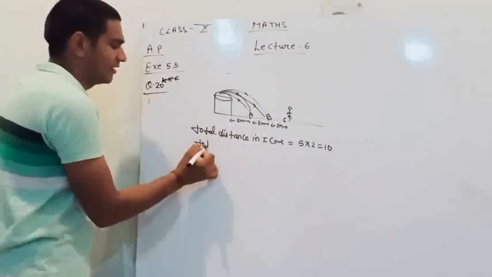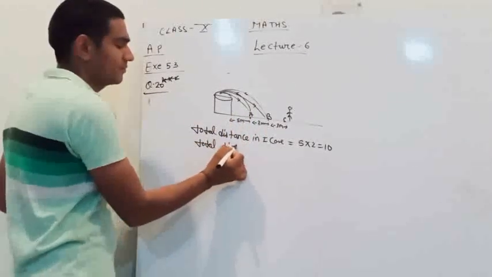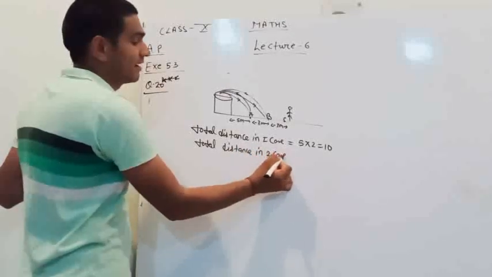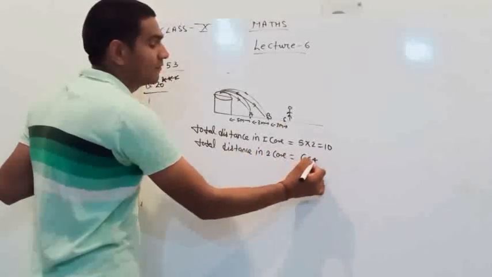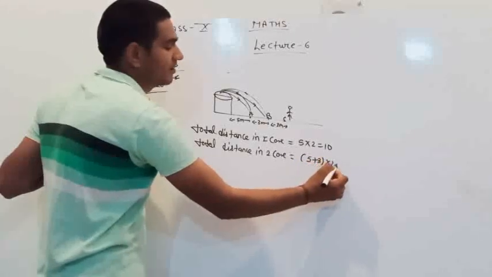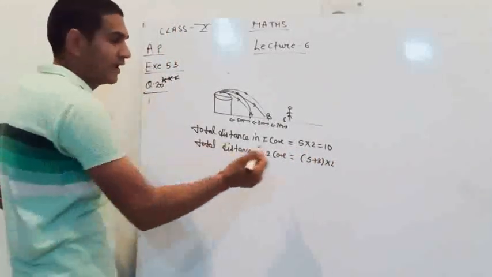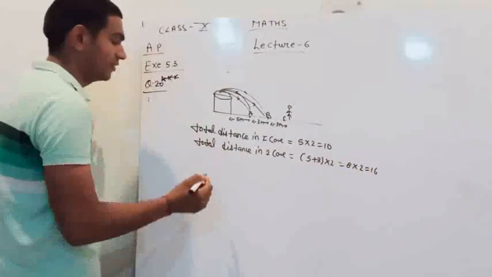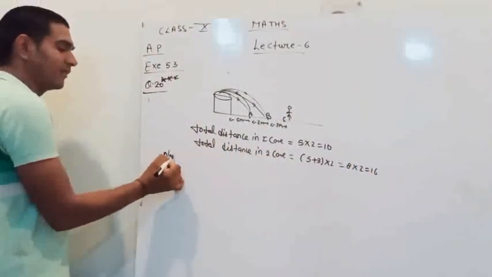So total distance in second case is equals to 5 plus 3 coming and return back. Understand? So 5 plus 3 will come 8 multiplied by 2 is equals to 16. So now we will get sequence.